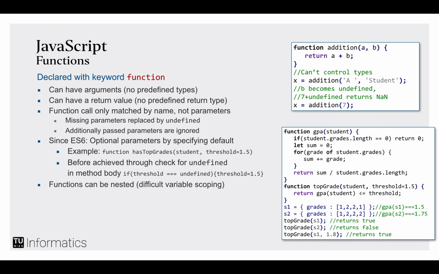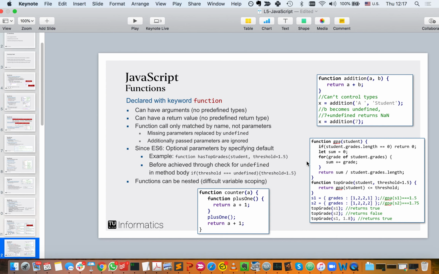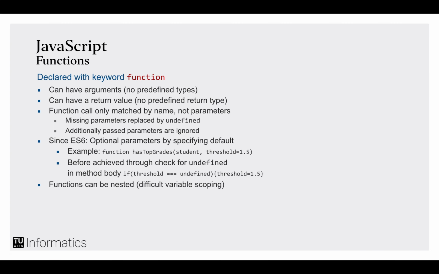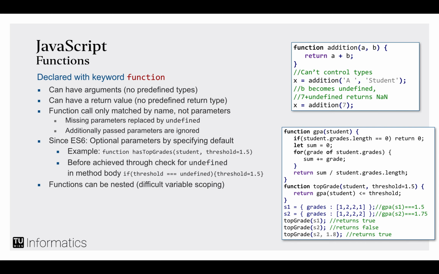So if you look at the example down here, we call top grade with S1 and S2, and then it returns true and false accordingly. However, if we call top grade with S1, okay, that should be actually S2 here. So let's just change it immediately. This should be S2. If you call top grade with S2 and pass on a different threshold, it will override the default.